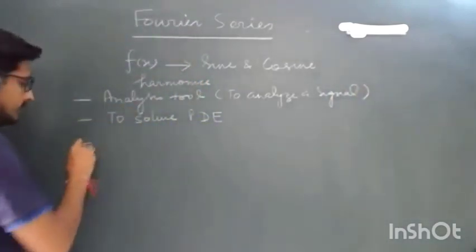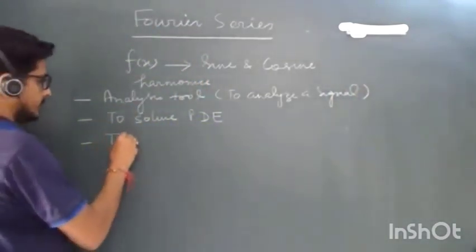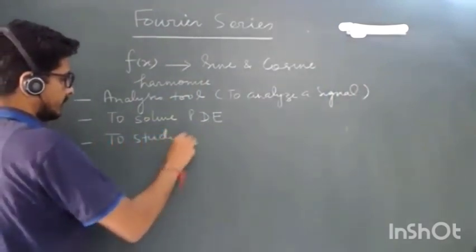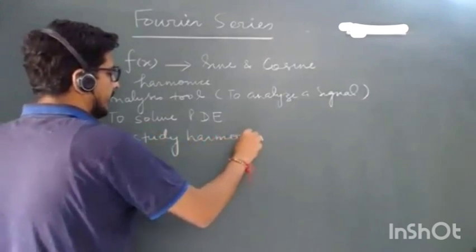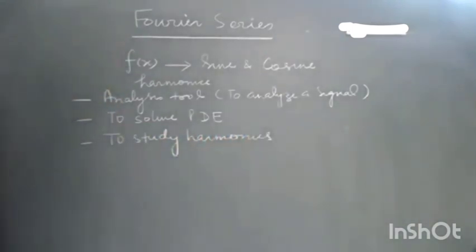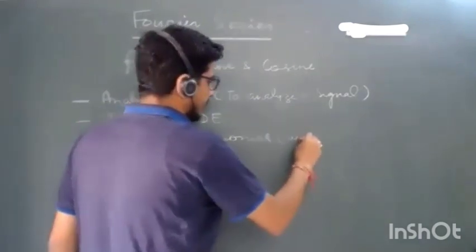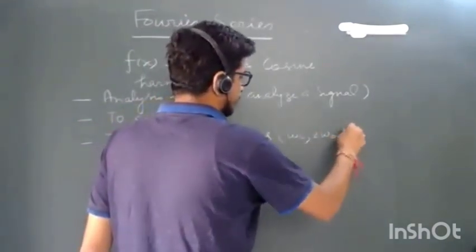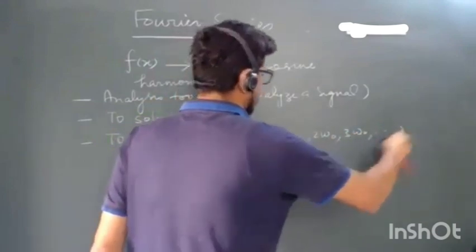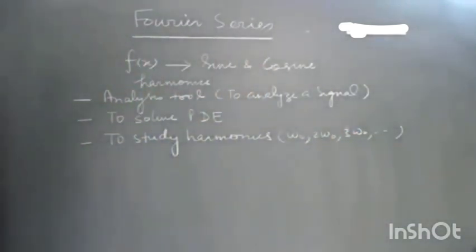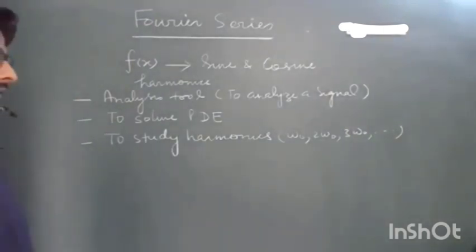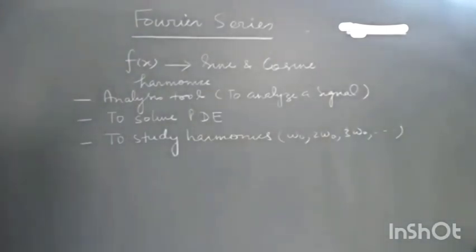okay, and also to study harmonics, to study different harmonics. That means suppose some omega naught frequency is there. So how many frequencies are present? For example, omega naught, 2 omega naught. These are known as harmonics. 3 omega naught. All these can be studied in this Fourier series. Okay? All this can be studied once we write the function in the form of a Fourier series.